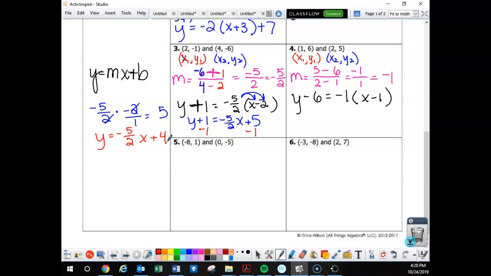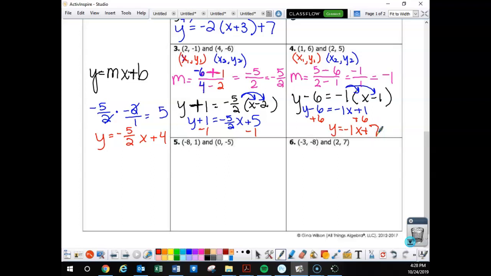Alright, same thing over here. This one's a little easier because there's no fraction. If I distribute this negative 1, it's going to be y minus 6 equals negative 1 times x, which is negative 1x. Negative 1 times negative 1 is positive 1. And then I can add this 6 to the other side. So it's going to be y equals negative 1x plus 7.